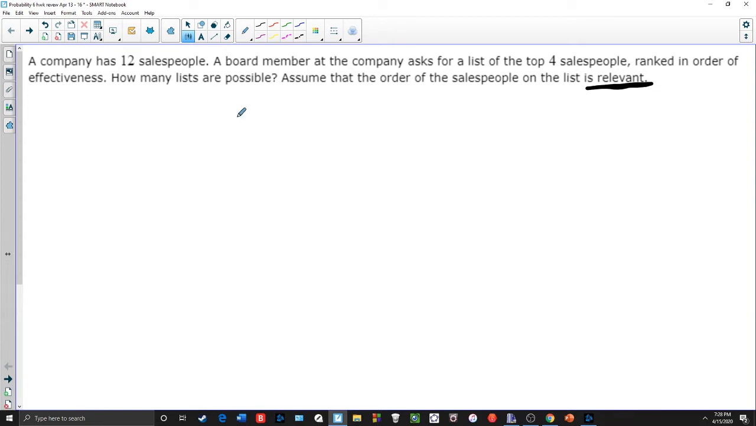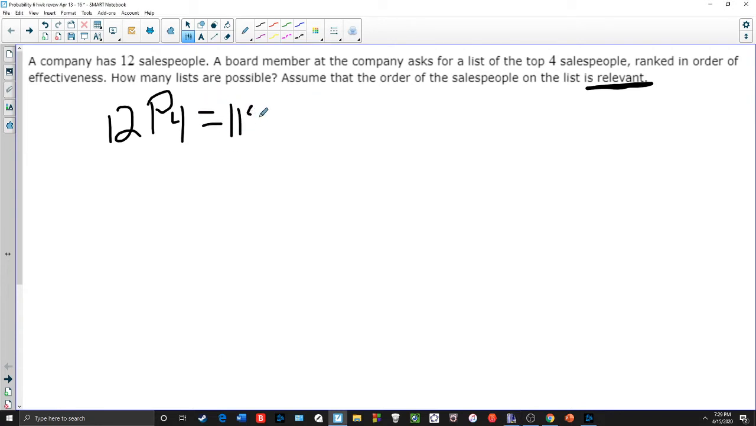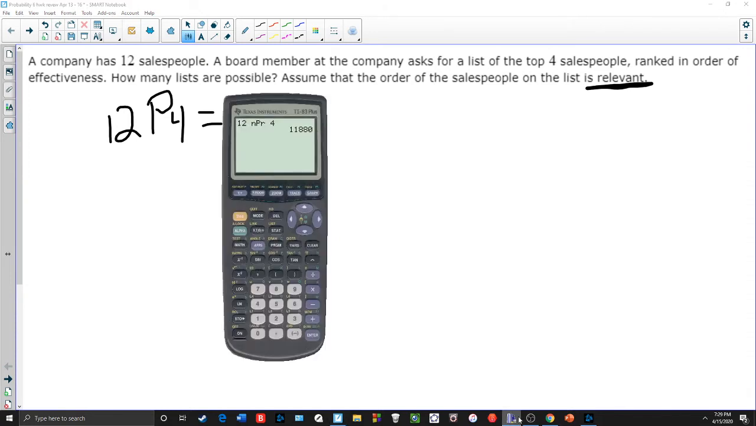So we could do 12 pick 4. So 12 pick 4. And that would give us, 12 pick 4, and we get 11880. So 11,880, what am I talking about? 11,880.